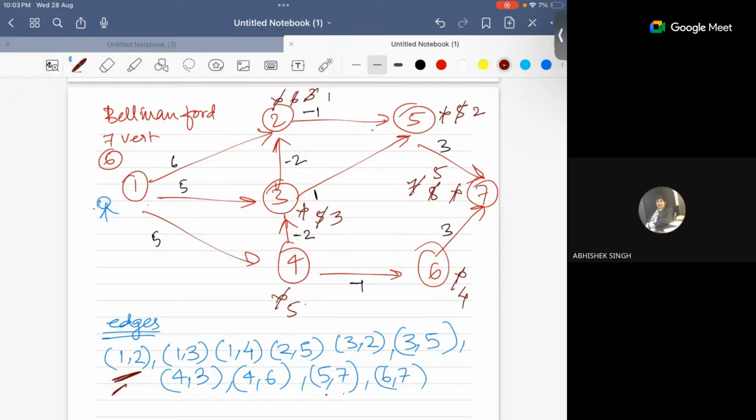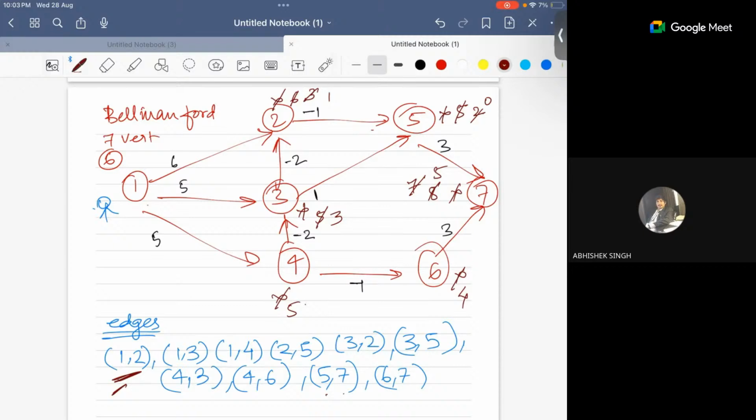So second iteration done. Third iteration 1, 2, we don't have to do anything. 1, 3, no change. 1, 4, no change. 2, 5. 1 minus 1, 0. Better than 2. So we'll just put it 0. Then 3, 2. 3 minus 2 is 1. It's fine. We don't have to do anything.